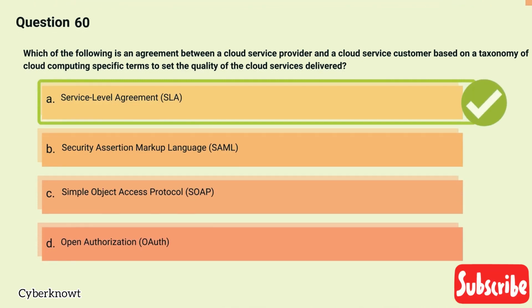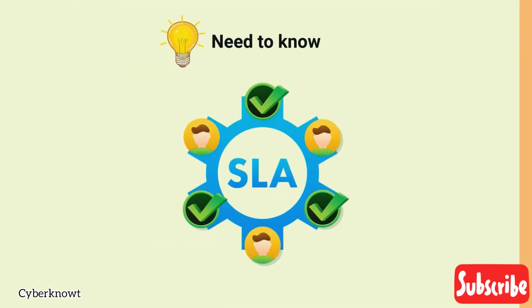Service Level Agreement, SLA. Explanation. The passage defines Service Level Agreement, SLA, as an agreement between a cloud service provider and a cloud service customer based on a taxonomy of cloud computing specific terms to set the quality of the cloud services delivered.